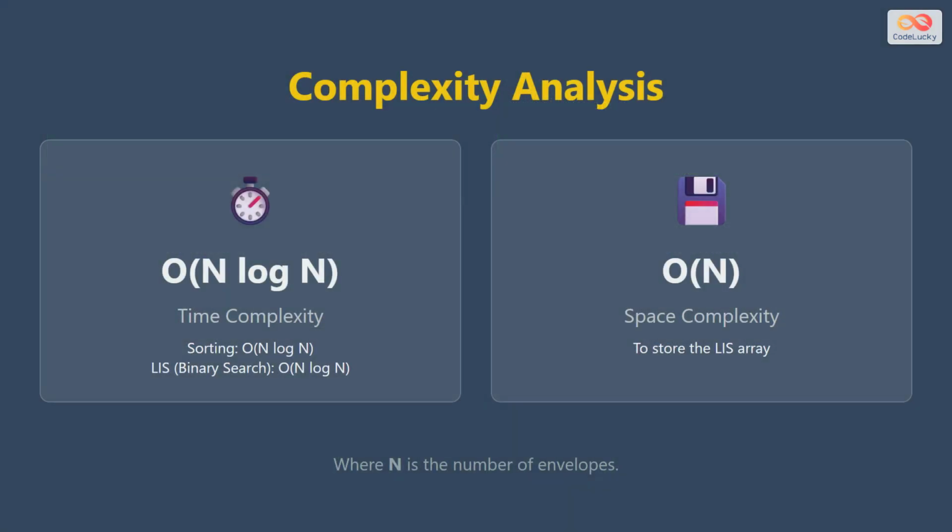Let's discuss efficiency. The sorting step takes O of n log n time. The longest increasing subsequence can also be solved in O of n log n using a binary search approach, often called patience sorting. Therefore, the total time complexity is O of n log n, and the space complexity is O of n to store the array for the LIS calculation.